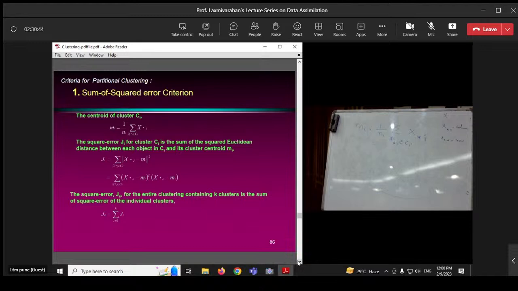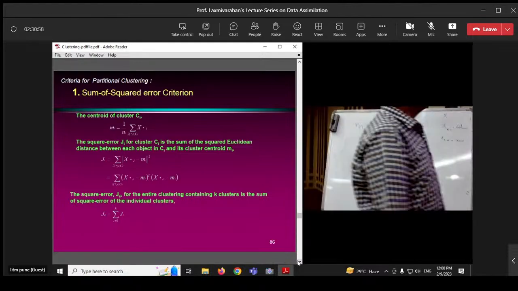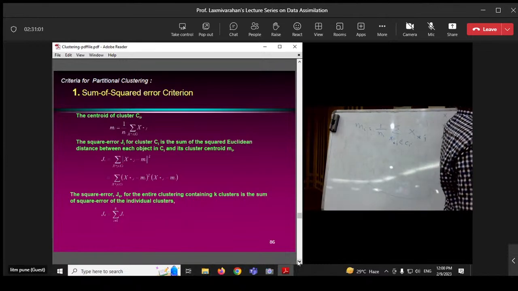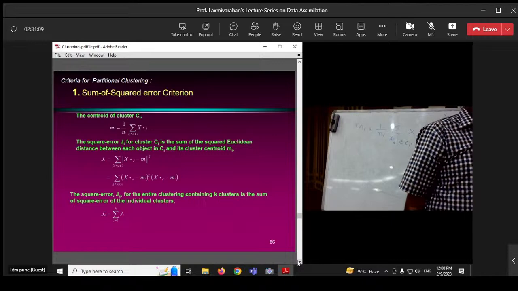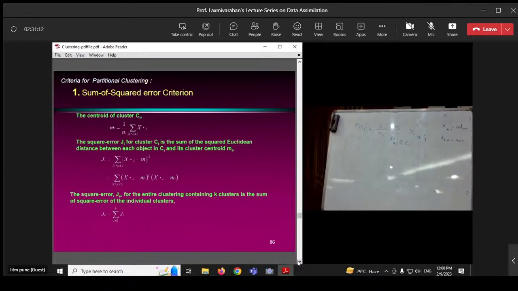The columns are objects. Therefore, it is the sum of all the vectors of elements in the ith cluster divided by the number of elements. So that's the centroid of Ci. Now, I'm going to consider the square criterion Ji for the cluster Ci. It's a sum of the squared Euclidean distance between each object and the cluster centroid. And what is that? That's a measure of the variance. Everybody with me, please? You subtract the mean, you square the difference, you take the average. What is that called? It's a sample estimate of the variance, covariance.